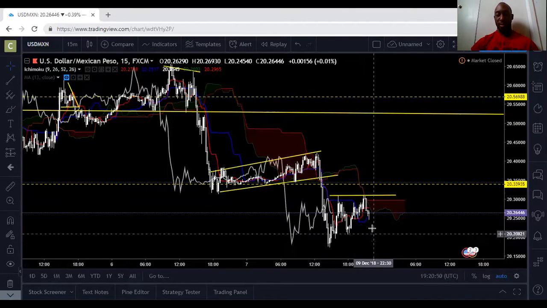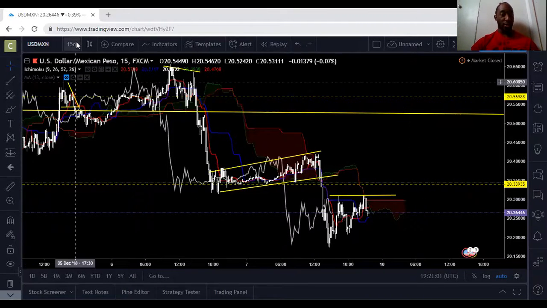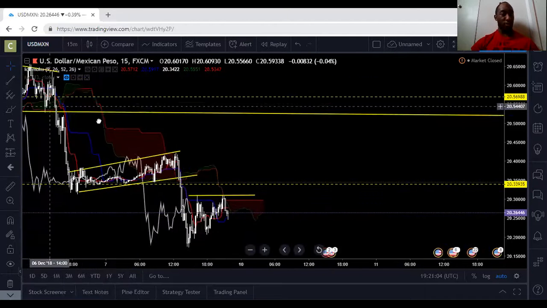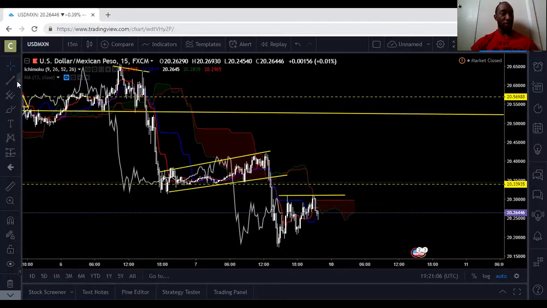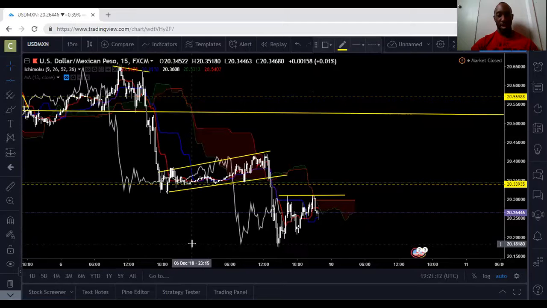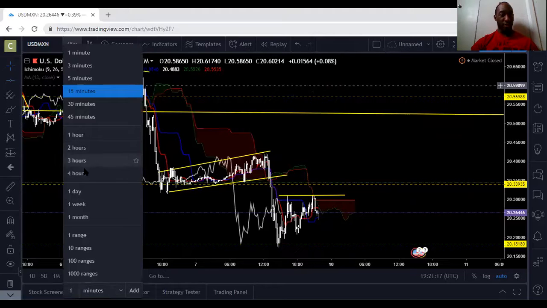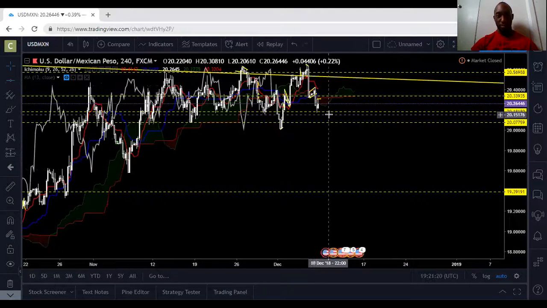So here, boom, boom. I'm expecting it to come down here and then probably continue down, or it could come down and then start making its way back up. Let's go to a higher time. Actually, before we do that, let's first put a horizontal line on the screen in this area. And let's back out to the 4-hour time frame. So I put it here.